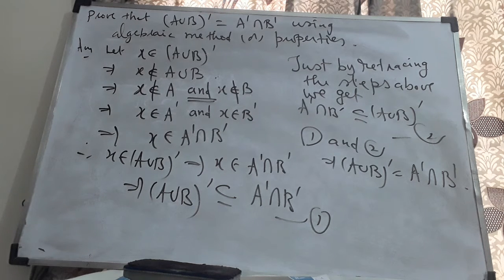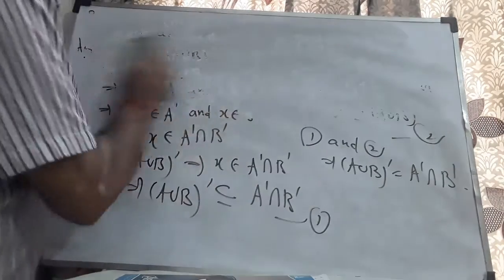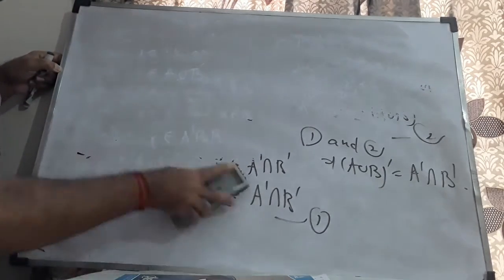I think it is clear. Earlier in one of the videos we may have done the proof using a Venn diagram. Here we are trying to prove using the algebraic method, or you can even call it using properties of sets. Either way you can prove it.